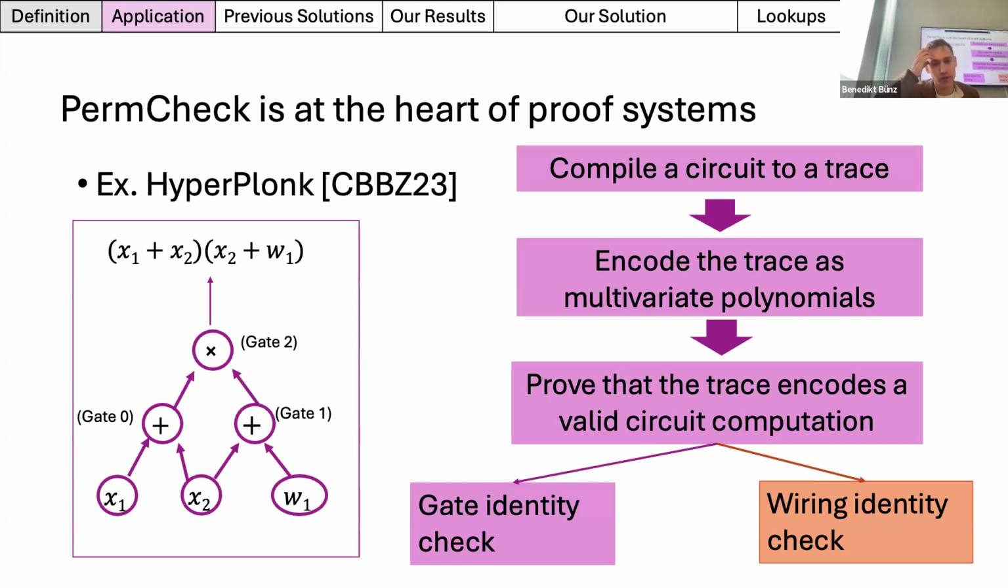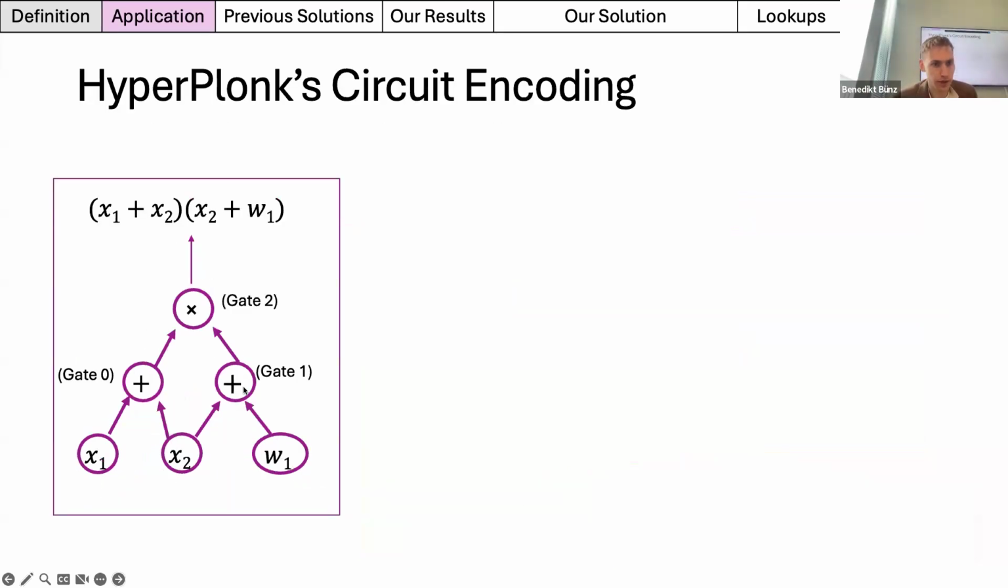So the way that I'm going to do this, or we'll see this in detail, but this is basically the wiring identity check, which shows the consistency between the output of gate 1 and the input of gate 2. I have a question.